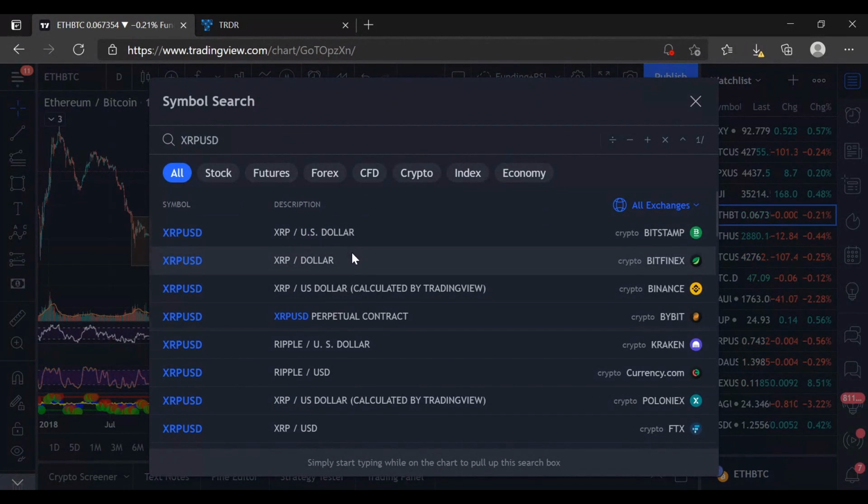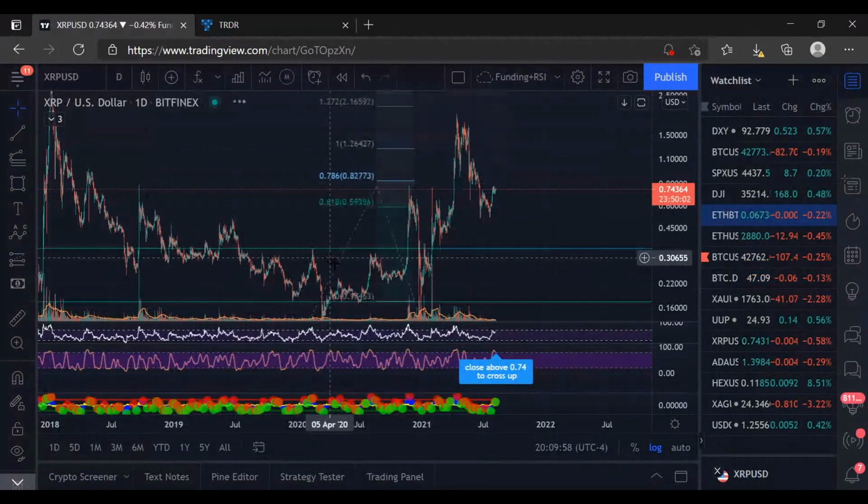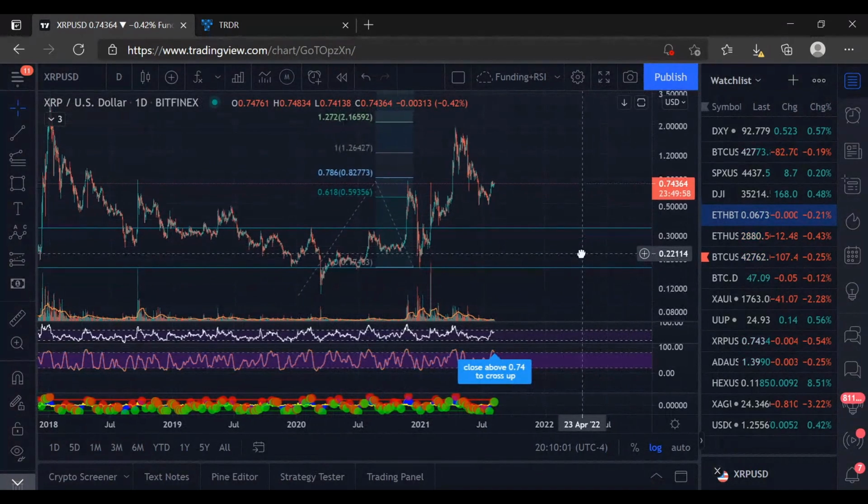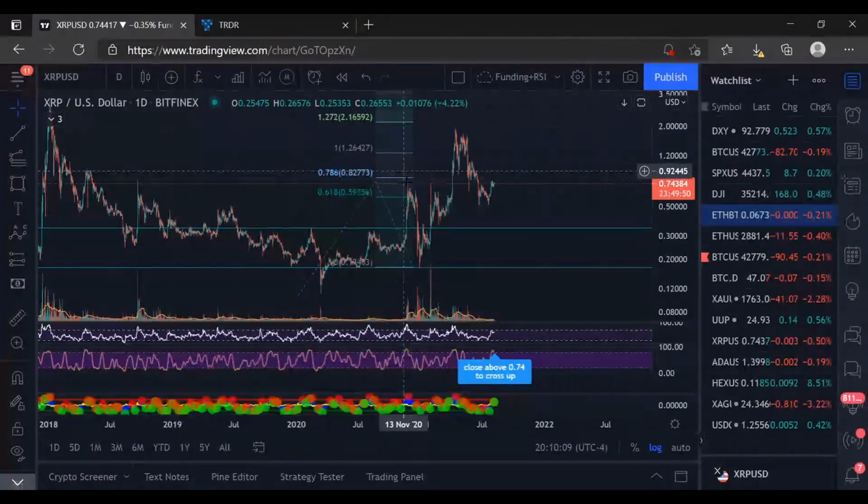I wouldn't even know where to look at XRP. I mean, Bybit's all right, I guess. Bitfinex. Let's check Bitfinex. Still in log scale. This is your Wyckoff spring. There's your back test. This is a great show of strength of the back test. Very, very deep, but worked good.